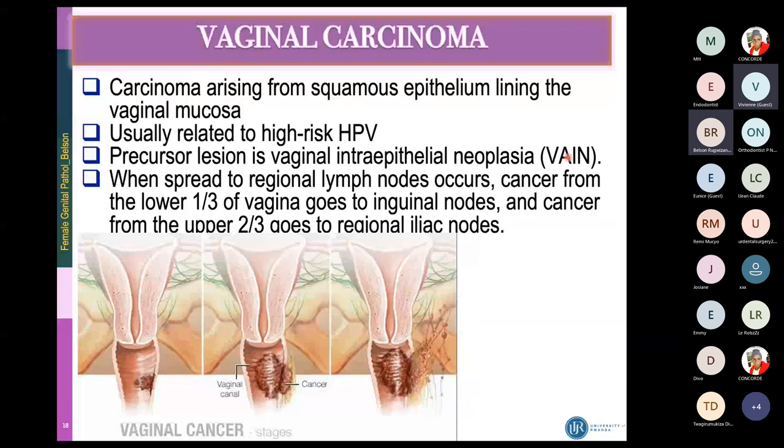All this reminds us again of the embryology we saw: the lower third of the vagina has its own origin, and the upper two thirds also come from a different origin. This also means their blood supply and their lymphatic supply come from different sources. Here you see a cancer affecting the wall, here it is infiltrating, and here probably it has gone to the regional lymph nodes, as you can see.